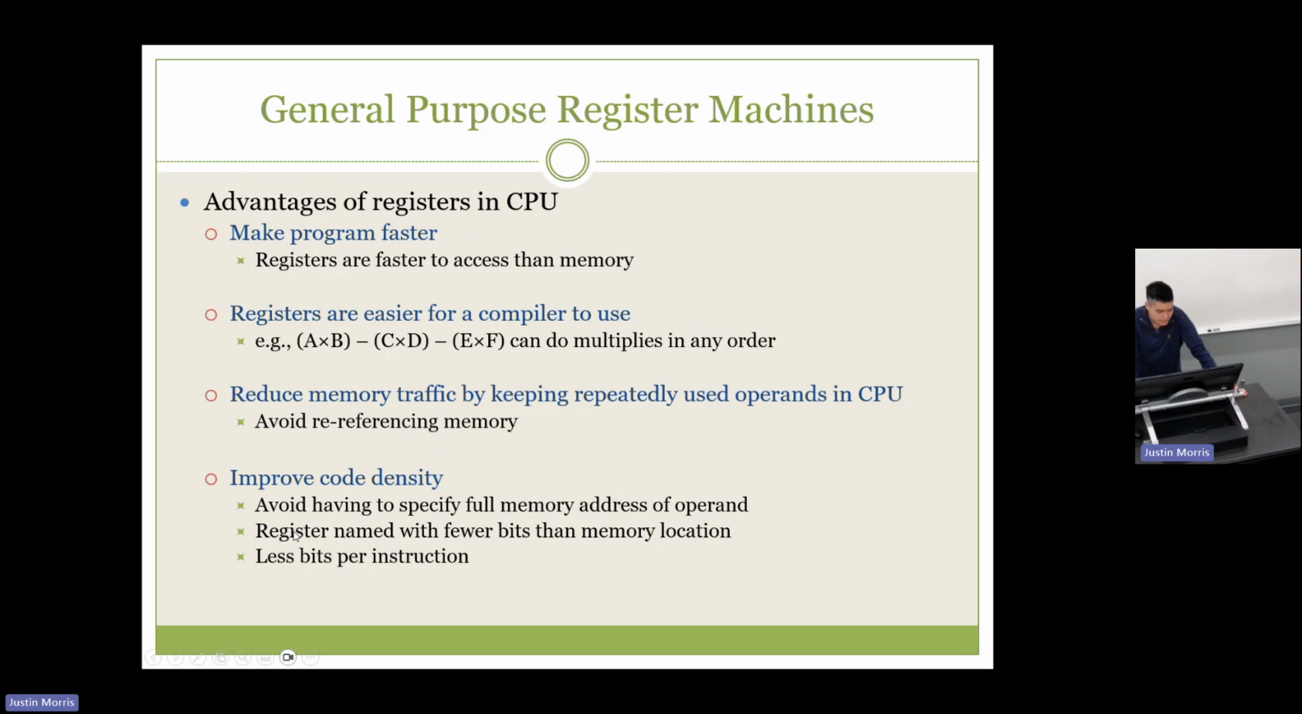Okay. And a register can be named with fewer bits than a memory location, right? So if we have 32 registers, we only need how many bits to reference any one location? Just one bit? With 32 registers, I need to be able to specify, out of all 32 of them, which one am I trying to access?